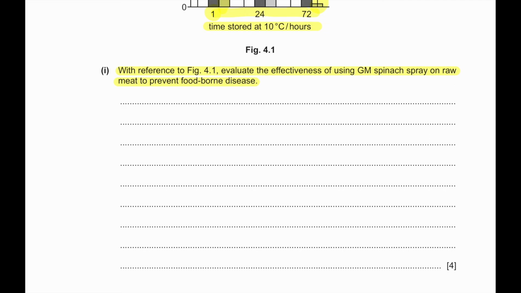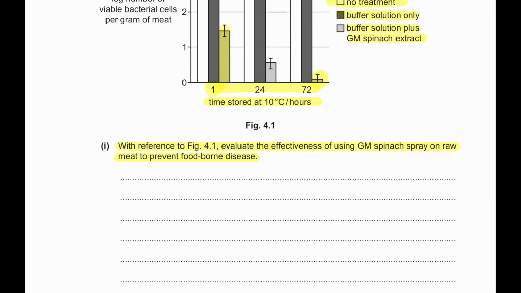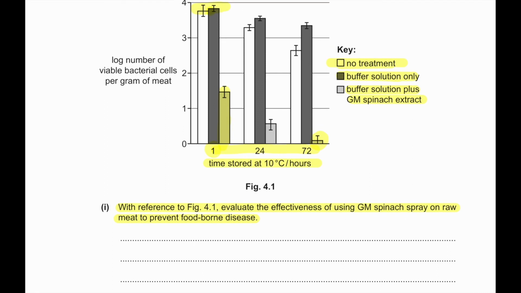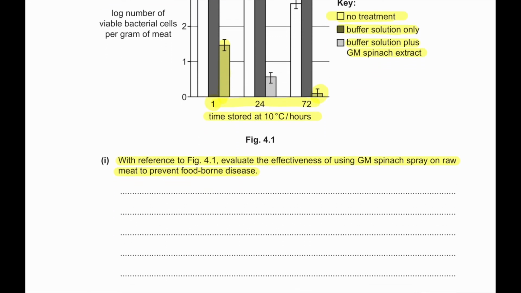First of all, this is valid because GM spinach does decrease the number of bacteria. As we can see, the number of bacteria is decreasing. And the longer the meat is stored, the more effective the GM spinach extract is. However, it is not valid because no treatment also decreases the number of bacteria. As you can see, if there is no treatment, the number of bacteria does decrease. People are unlikely to eat meat that is left at 10 degrees Celsius for 72 hours. So the experiment does not test the effect on people as well.